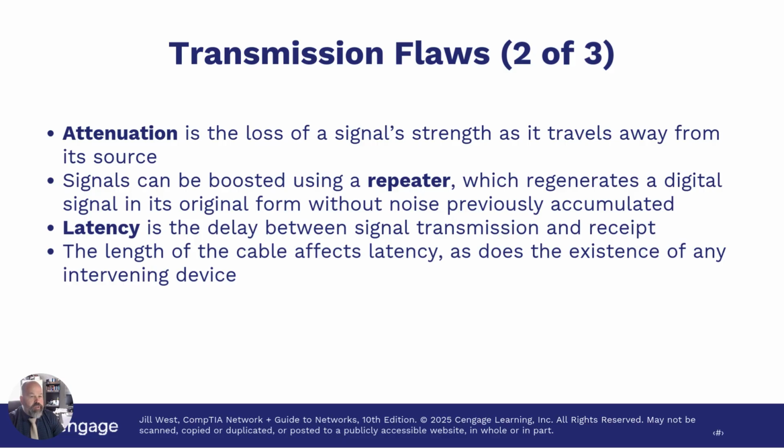Next, we have attenuation. And that is when the further a signal travels, the more strength it loses the further away from the source it gets. So think about if you're yelling across a football field, your voice will fade before it reaches the other side. That's why we use things like repeaters, and that would be like giving your message a megaphone and yelling across the field.